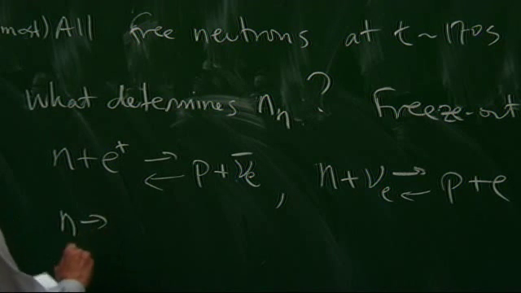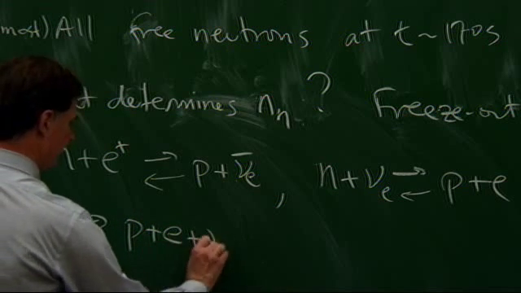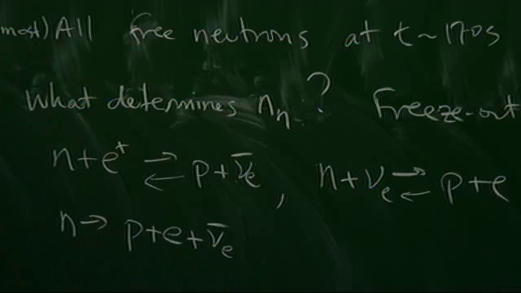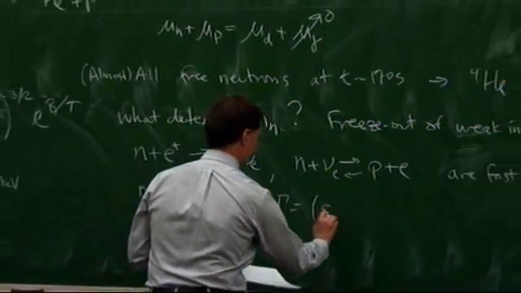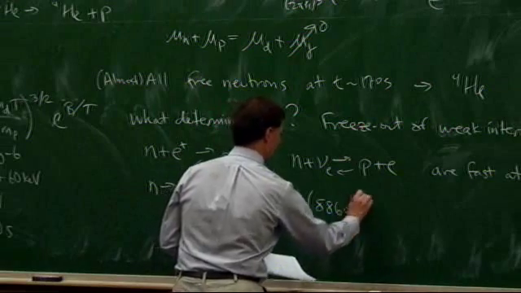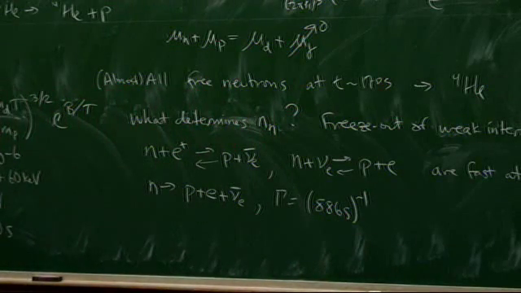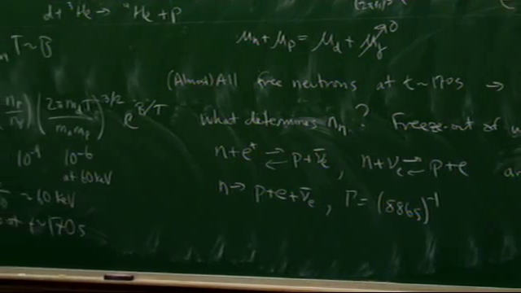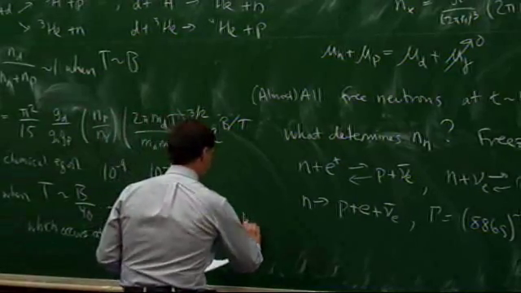And then there is free neutron decay, which is slow. It has a rate, or an inverse rate, of 886 seconds, almost 15 minutes. Very slow compared with the 3 minutes it takes the plasma to cool down for deuterium to bind.